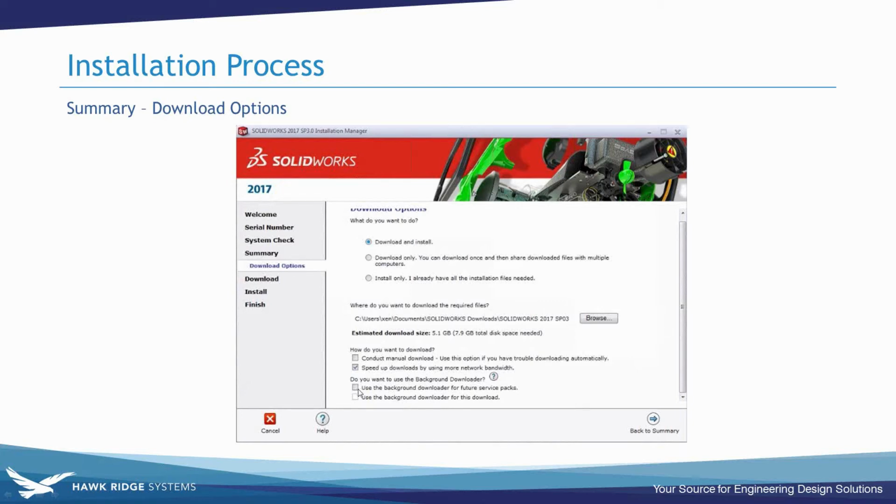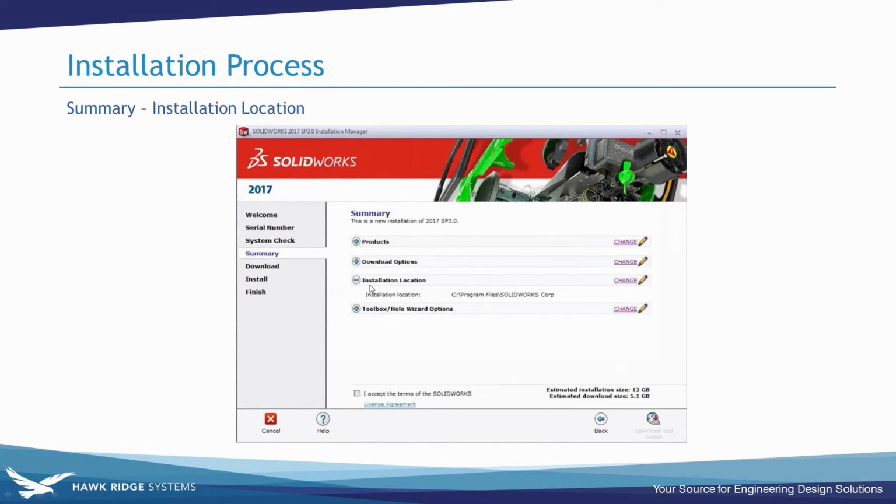And we highly recommend to disable the use the background downloader for future service packs option. If you leave this on, what happens sometimes is if you have a bad network connection and you're downloading the files through the background downloader, then you can end up with corrupt installation file sets. So we recommend that you disable that option.